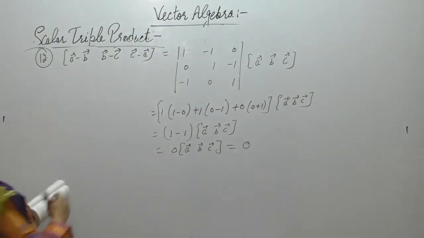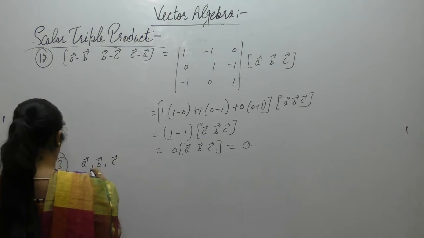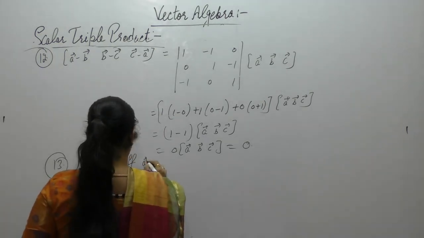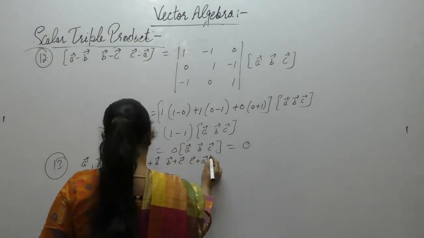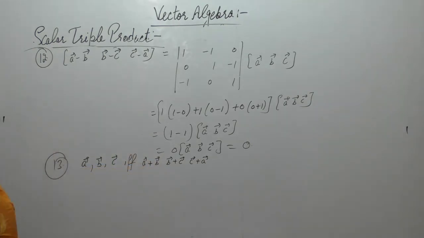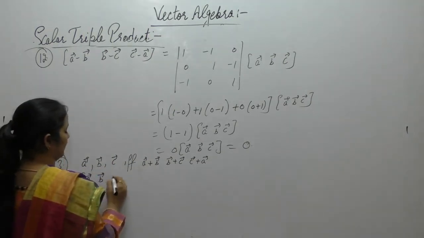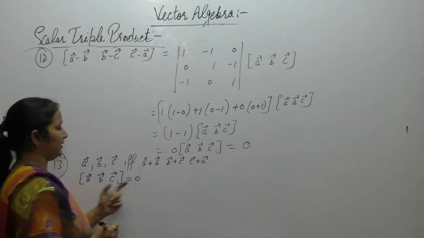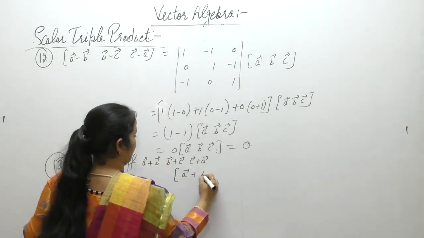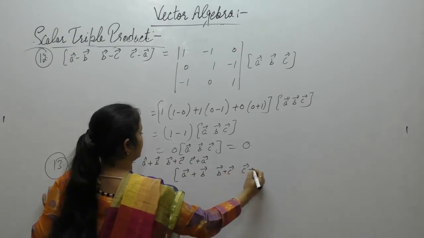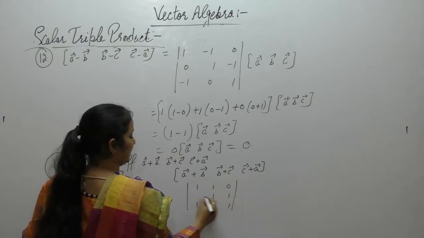Now the next one is: show that the vectors A, B, C are coplanar if and only if A vector plus B, B vector plus C, C vector plus A are coplanar. If these vectors are coplanar, then their scalar triple product is 0. We can write it as, if this is coplanar, first condition, then we have to prove that this is also coplanar, if and only if. Now, A plus B, B plus C, C plus A.